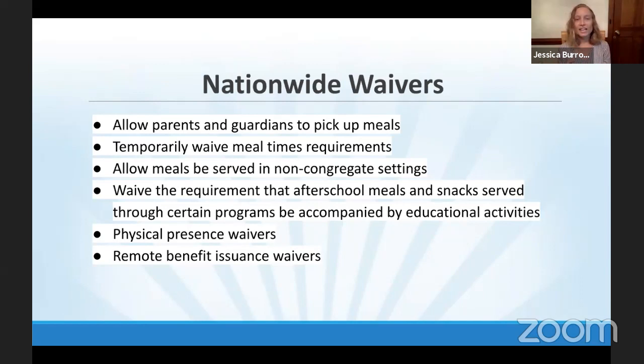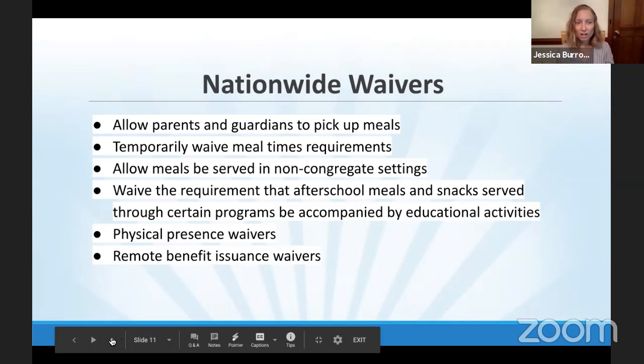That requirement was waived. And requirements to renew or get on WIC and SNAP, you had to apply in person. The physical presence was waived. There have been remote benefit issuances waived. And so that's just a small example of some of the federal policies that have helped people access food during this time.